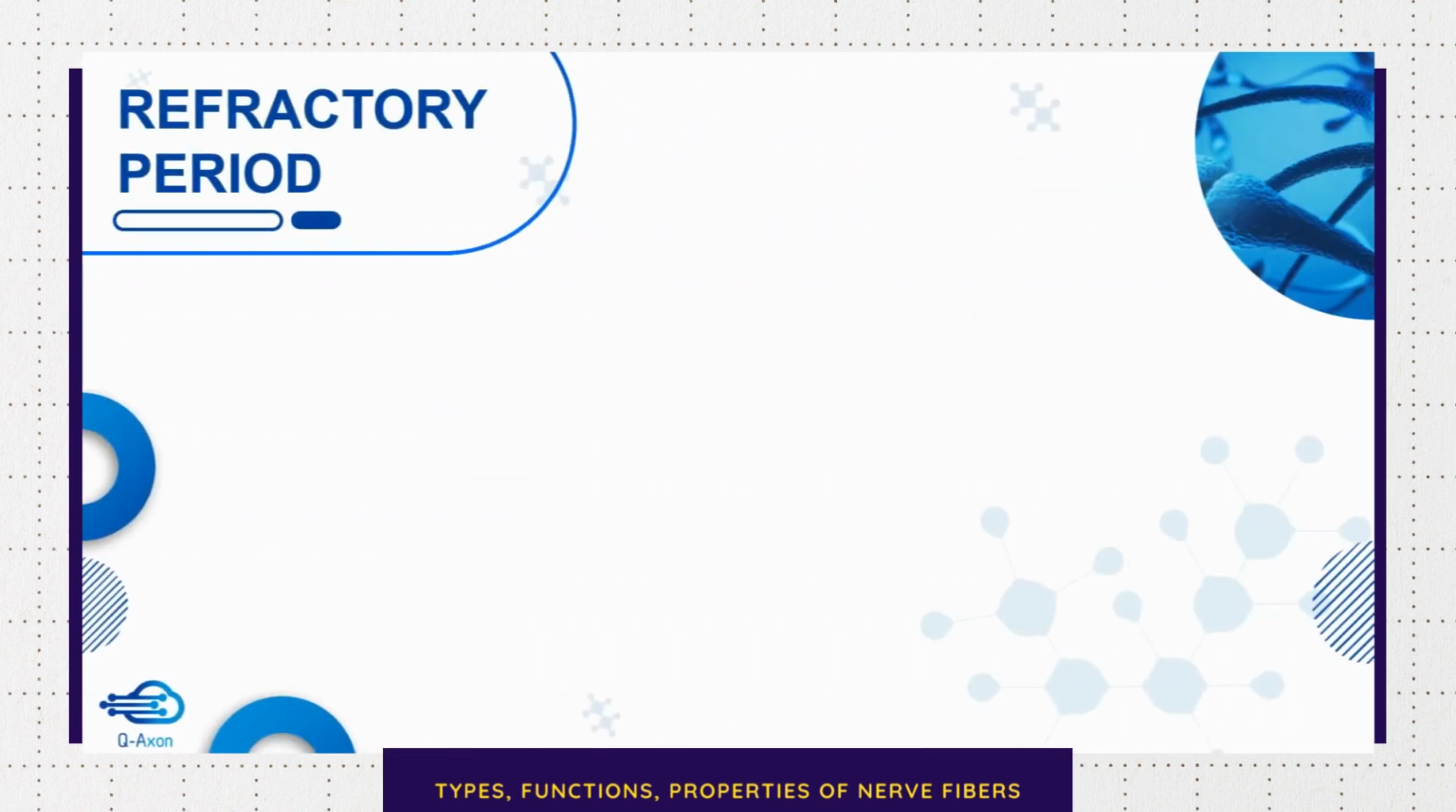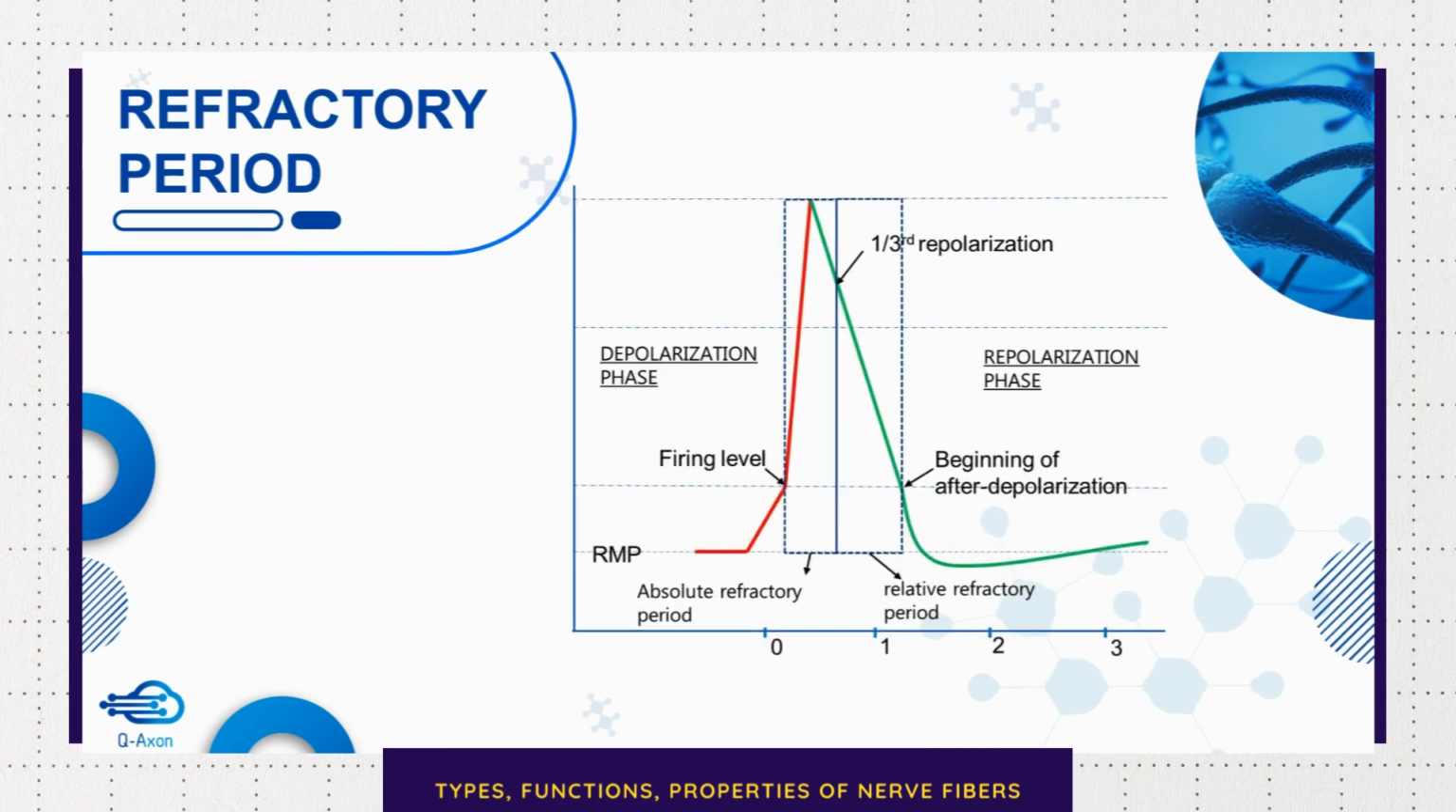Now let's understand the refractory period using a graph. So this is a recording of the action potential obtained from a nerve. Now you can see that this is the threshold. So a stimulus has been applied. So you have an action potential. Now refractory period can be divided into two phases. This is your absolute refractory period. It extends from the threshold or the firing level to 1/3 of repolarization.